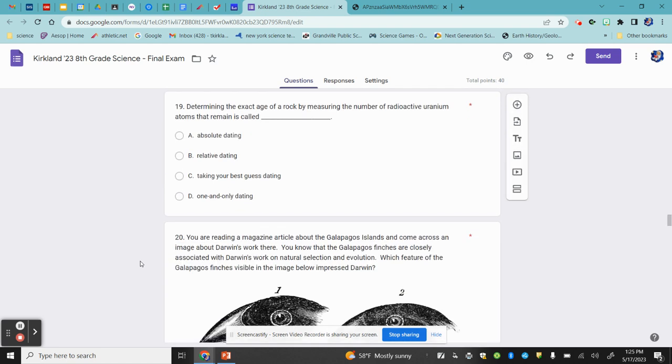19, determining the exact age of a rock by measuring the number of radioactive uranium atoms that remain is called A, absolute dating. B, relative dating. C, taking your best guess dating. D, one and only dating.